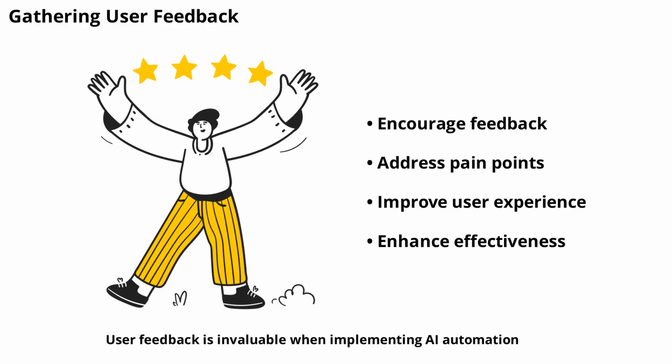User feedback is invaluable when implementing AI automation. Encourage employees and customers to share their experiences and suggestions. Use this input to improve your systems and address any pain points. Continuous feedback ensures your automation solutions remain user-friendly and effective.